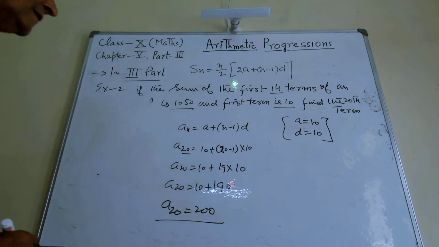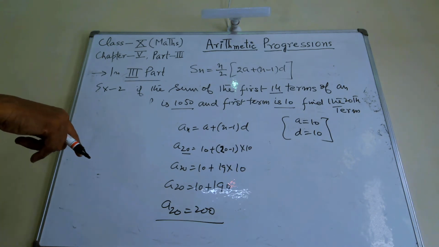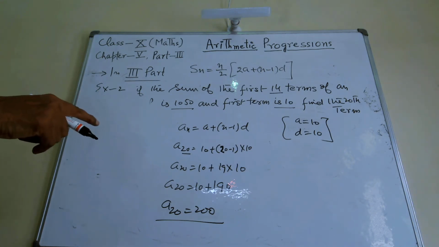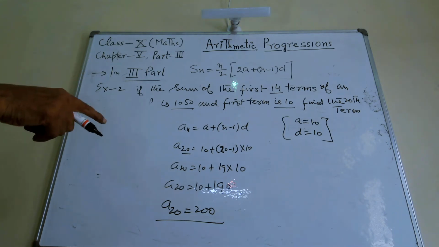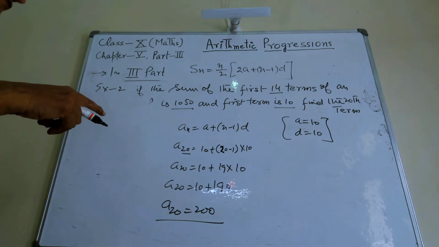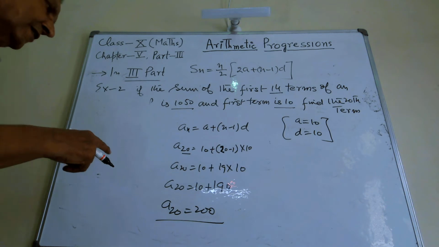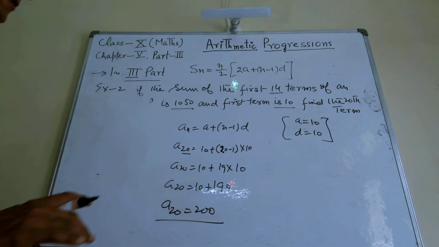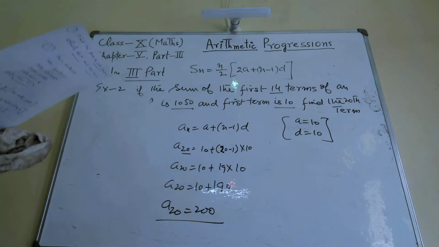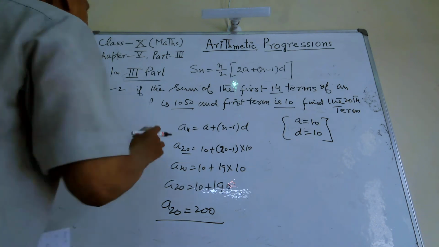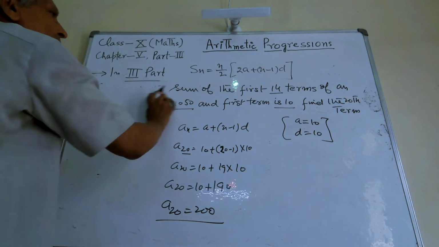So this is the second part of this question. From the first part, find out d, and from the second part, find out the 20th term. This is the second question, and in the second question there are two parts.